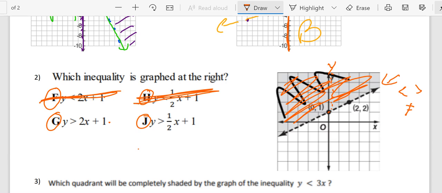Now deciding between G and J, the first thing I can look at is b, to check and see if the y-intercept is the same. And they both have a y-intercept of 1. So I can't do anything with that. The next thing I need to look at is the slope. If I'm looking at the slope, this is up 1 over 2. The slope is 1/2.